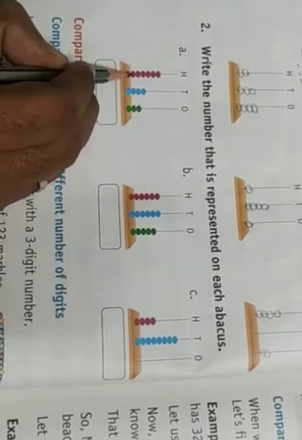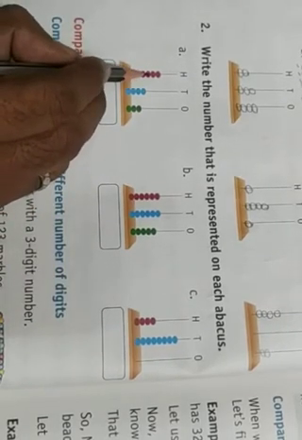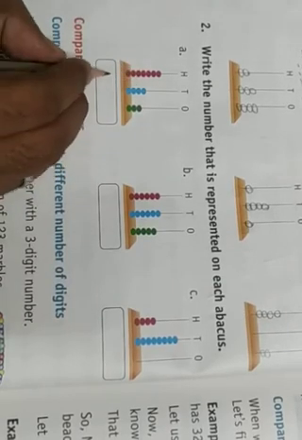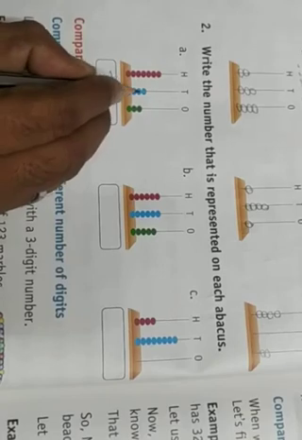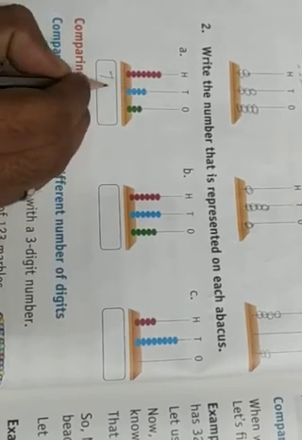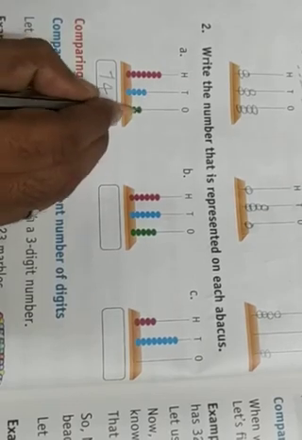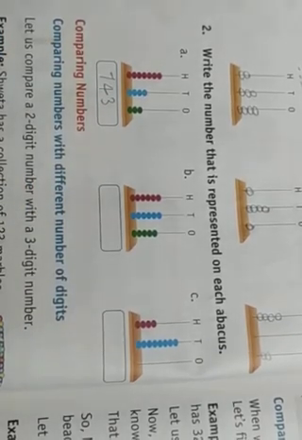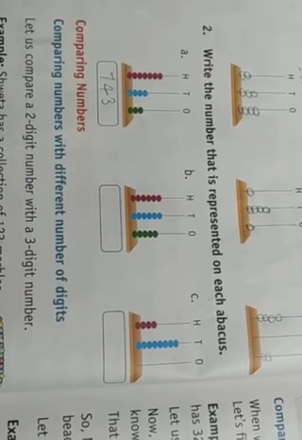1, 2, 3, 4, 5, 6, 7. 700. Then 1, 2, 3, 4. 40. Then 1, 2, 3. 3. So the number is 743. 743, right?